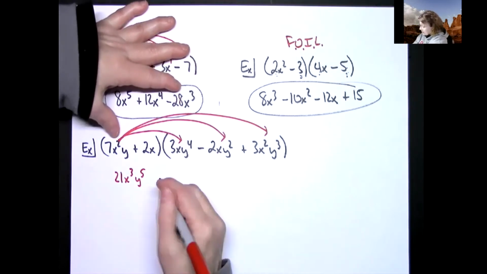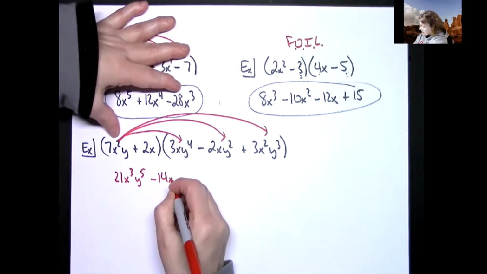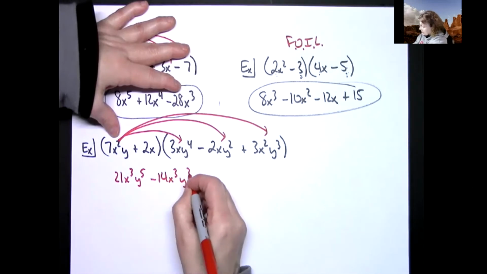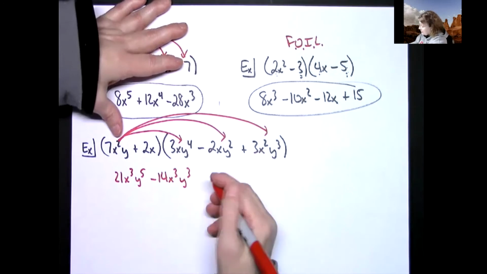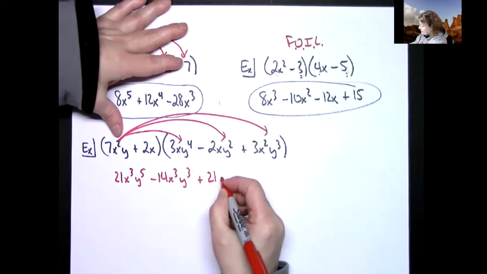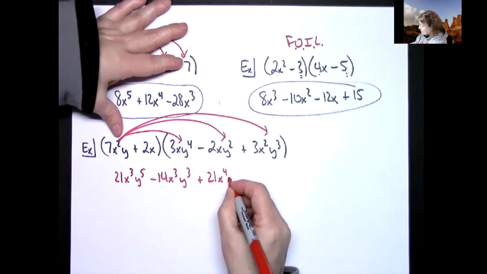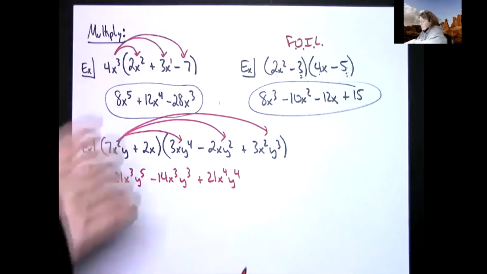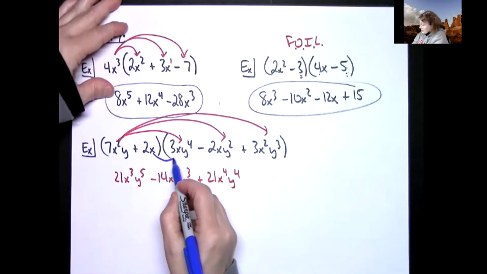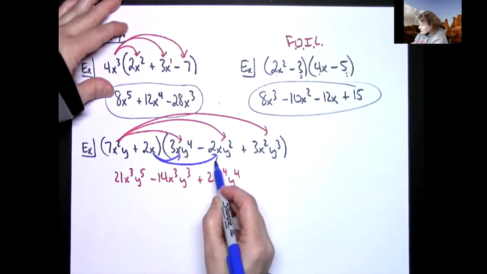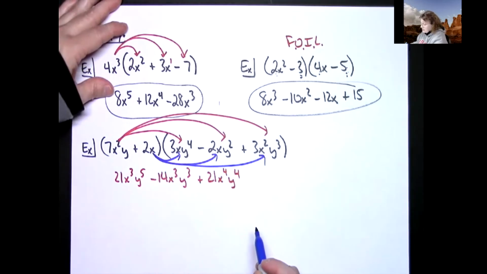All right, this will be a minus 14, x to the 3rd, y to the 3rd. Multiplying the first one with this last one over here will be a plus 21, x to the 4th, y to the 4th. All right, now I've done all of that in red. Now I'm going to change. I'm going to color code this. Okay, now I don't know that I'm going to get any like terms. Sometimes I get like terms, sometimes I don't when I randomly make this up.